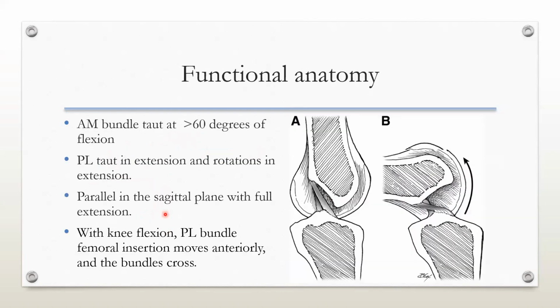So coming to the functional anatomy, the AM bundle is lax when the knee is in extension, and with gradual flexion starting from 60 degrees, it starts getting taut. Similarly, the vice versa happens with the PL bundle, where it is lax in flexion and gets taut in extension and rotations of the knee. So as you can see, in an extended knee, the fibers come to lie parallel to each other, but with progressive knee flexion, the attachment of the posterolateral bundle moves forward, and there's crossing over of the bundles with knee flexion.